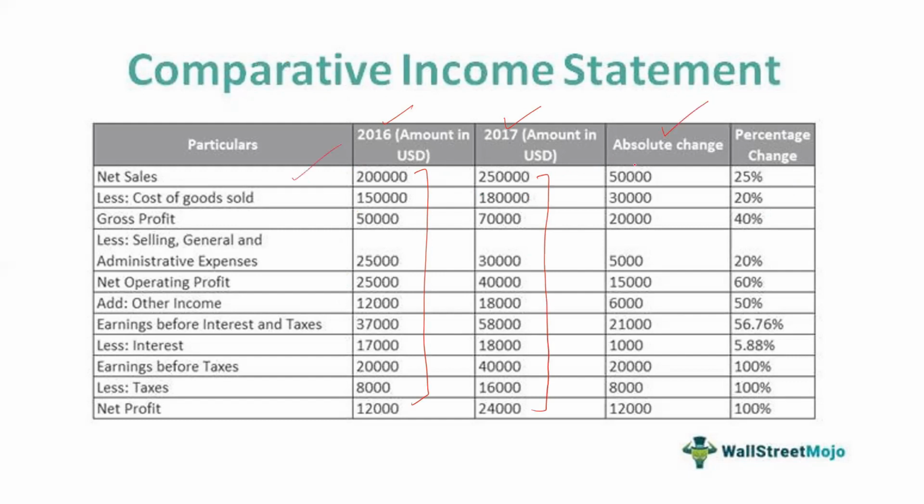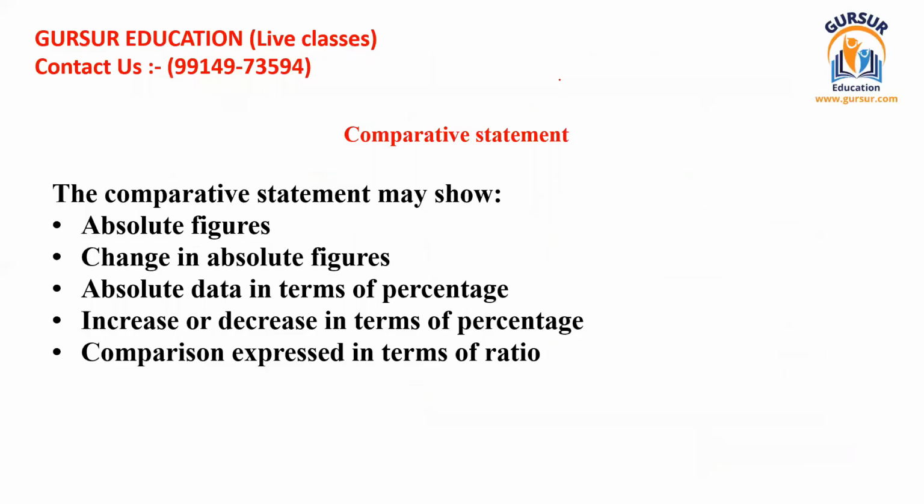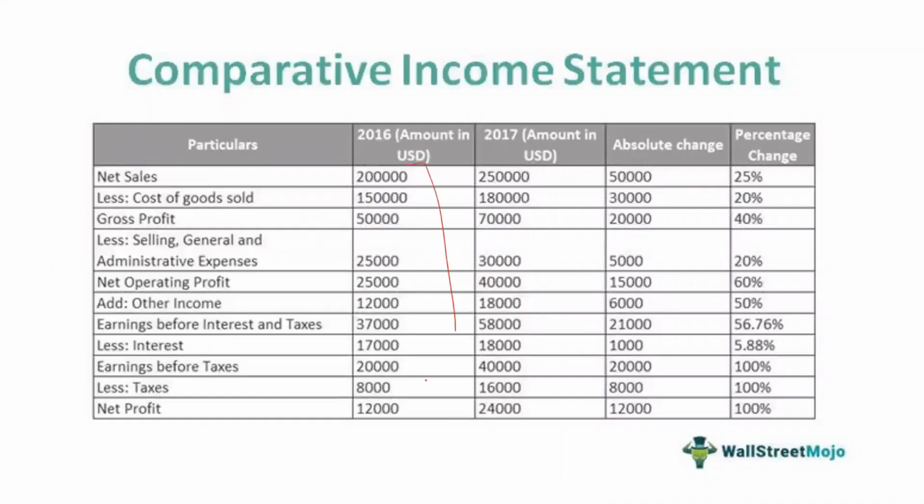Like the net sales have grown by 50,000. Cost of goods sold has grown by 30,000. Gross profit has grown by 20,000. So in this way, you just analyze the absolute change and you also find the actual percentage change. So this is how the comparative income statement can be prepared. And if we are noting the characteristics and the features of that, what are these? In the comparative statement, actual figures or absolute figures are shown, like these.